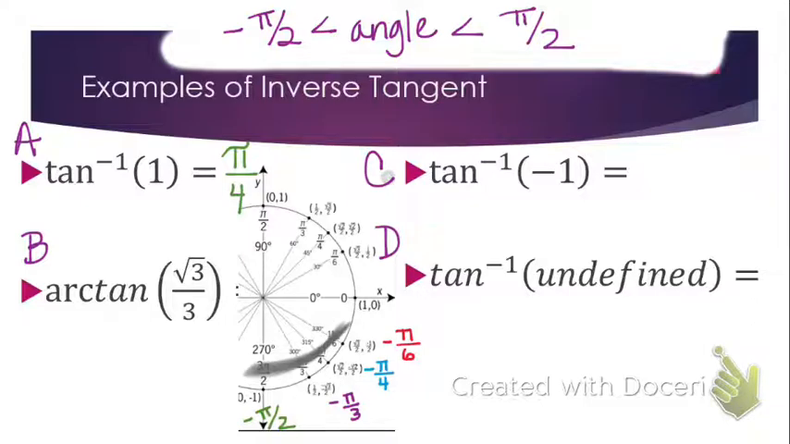I'm going to do this out of order. I'm going to do B last. So quadrant 4, tangent is -1. So the answer would be -pi/4 for C.